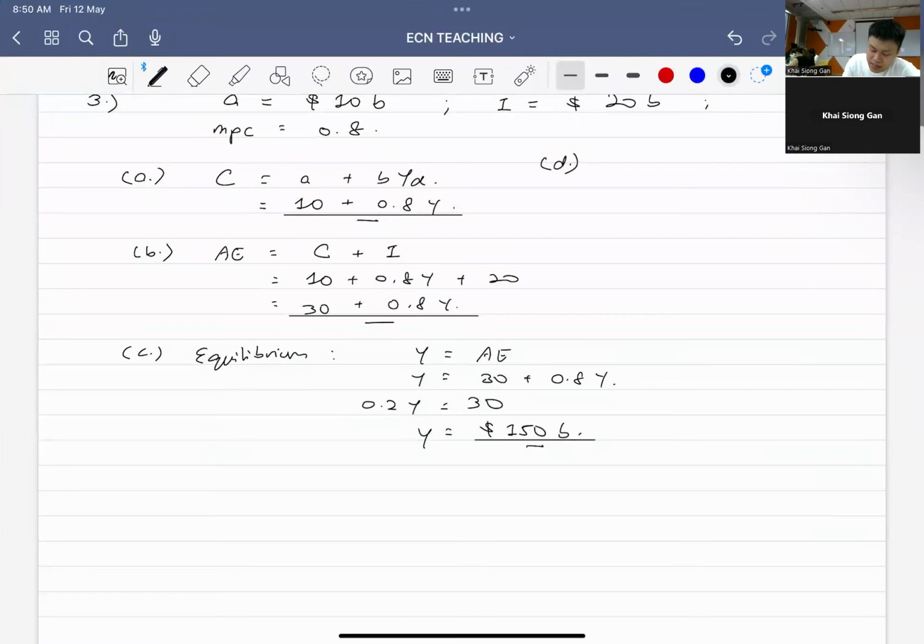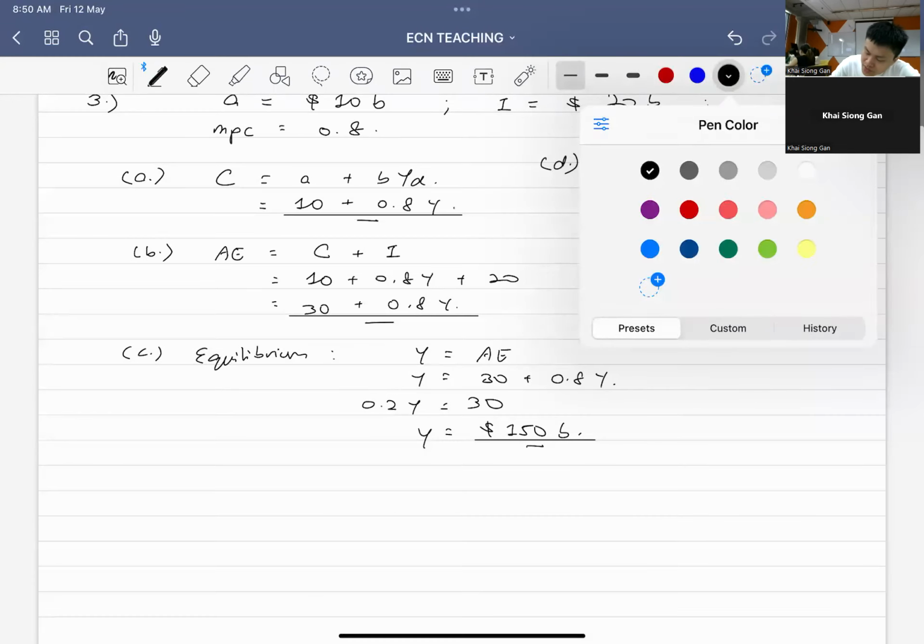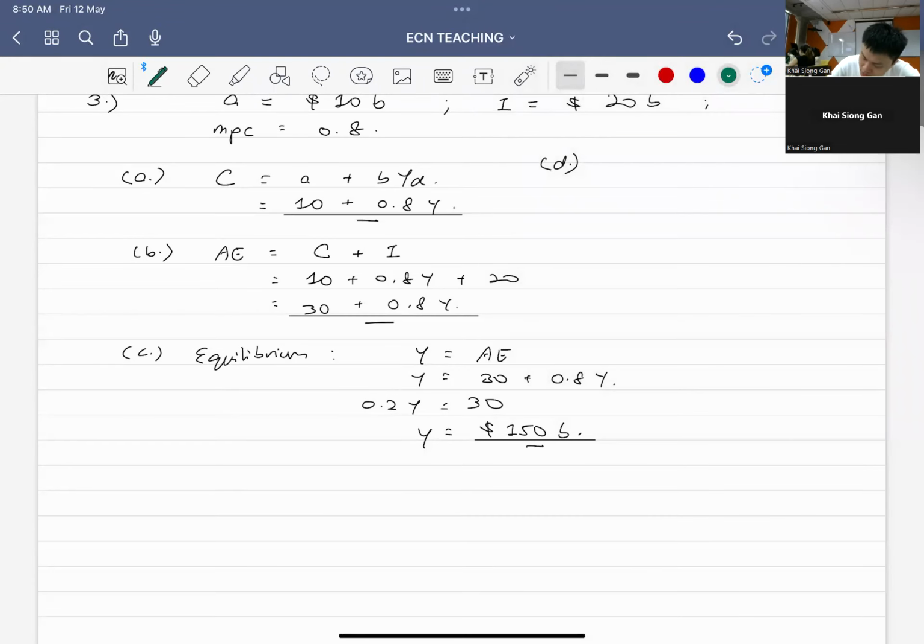How do I get the values? I have to get the values by substituting Y equals 150 billion into the function. So I do one for you to show you how it works. We know that consumption equals 10 plus 0.8Y. Now I can substitute in Y equals 150, and therefore I put that in and use your calculator to derive. You will get 130 billion. You can just write 130. I'm just trying to specify and write billion over there.